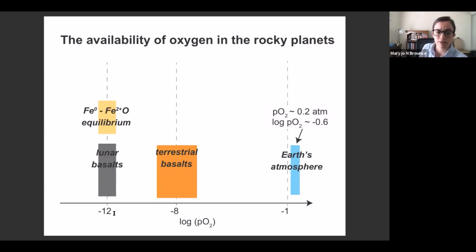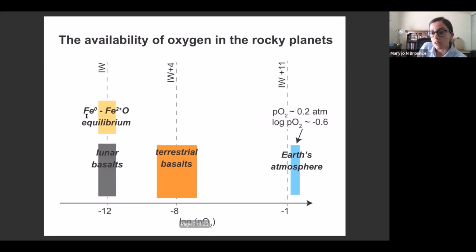Now, so that we don't have to keep track of very small numbers throughout the course of today's talk, I'm going to use this equilibrium between metallic iron and wustite as a reference. It's called the iron-wustite oxygen buffer.